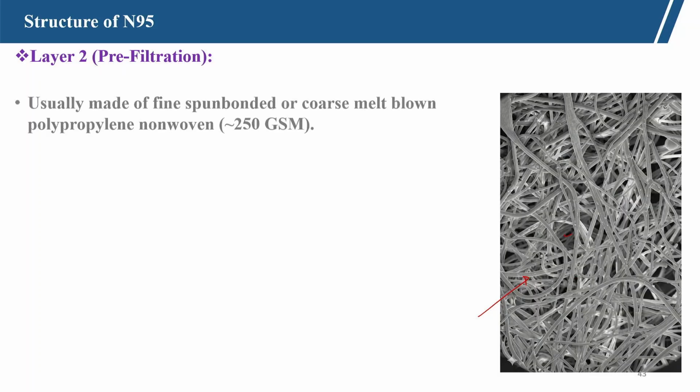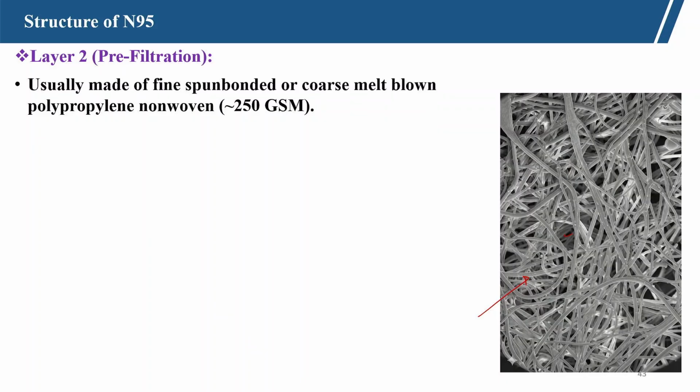And layer 2 is a pre-filter layer. Again it has a higher pore size, but lower than the outer layer, layer 1, usually made of fine spun bonded fabric or coarse melt blown. So, coarse melt blown or fine spun bonded polypropylene we use, that is finer than the outer layer, that is layer 1, with a GSM of 250.